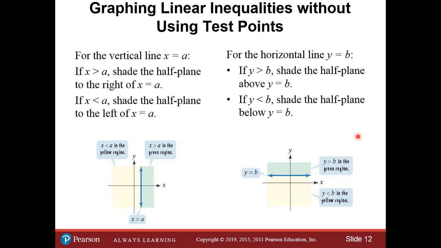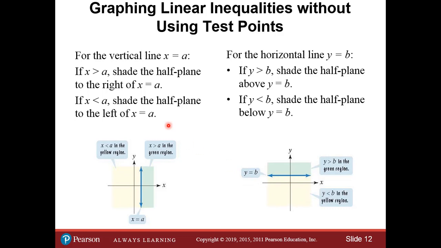Now, what about vertical and horizontal lines? Well, these are easy because if it's a vertical line and it's greater than, then it's going to be everything to the right. Less than is everything to the left. If it's a horizontal line, then everything above the line is greater than, and everything below the line is less than. Okay, so these are two special cases of where you would shade in the half plane.